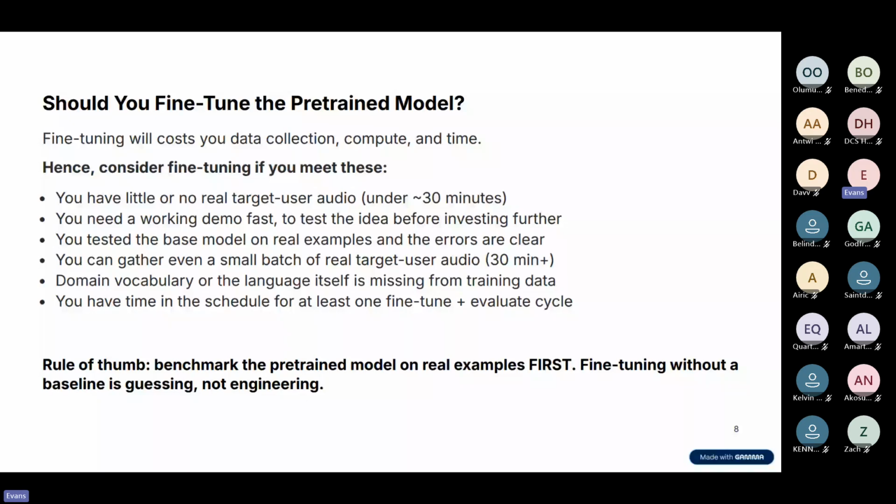One, I would like to say this, you should know that fine-tuned models can also be fine-tuned, right? So if you pick a fine-tuned model and you think, oh, it's not up to the level that I would want, you can also fine-tune it. All right. So before you fine-tune, you have to consider these factors. One, you have little or no real target user audio, right?